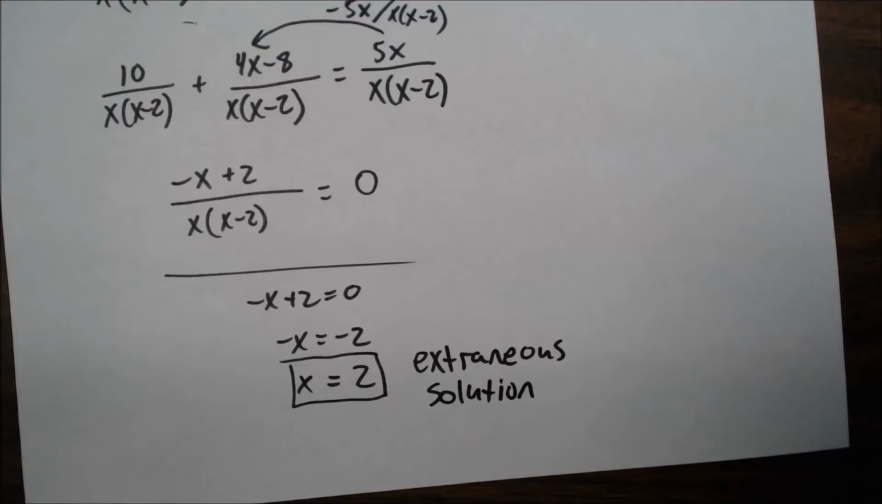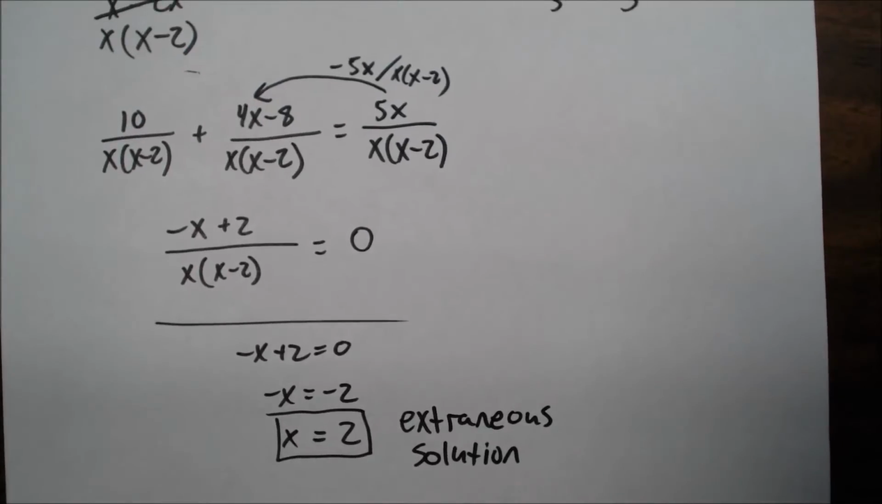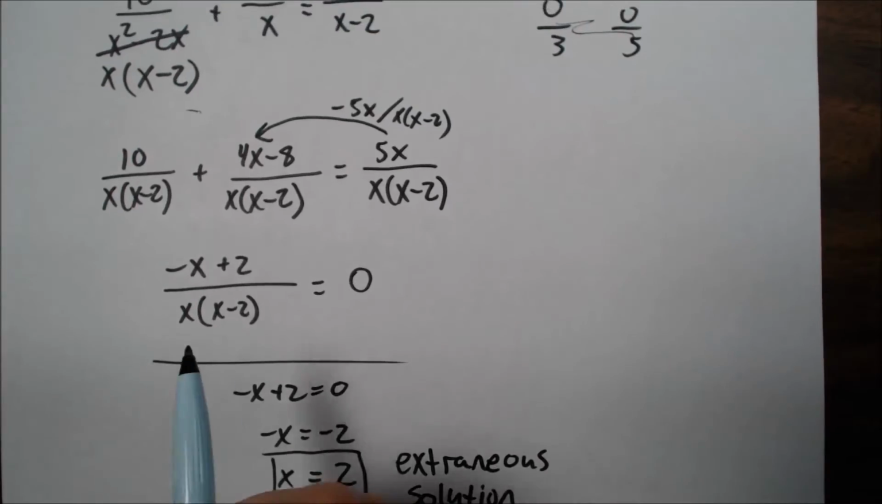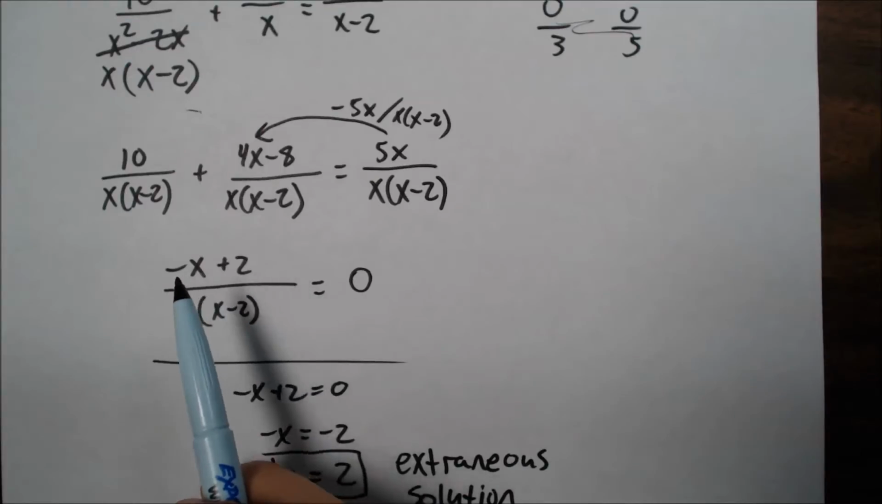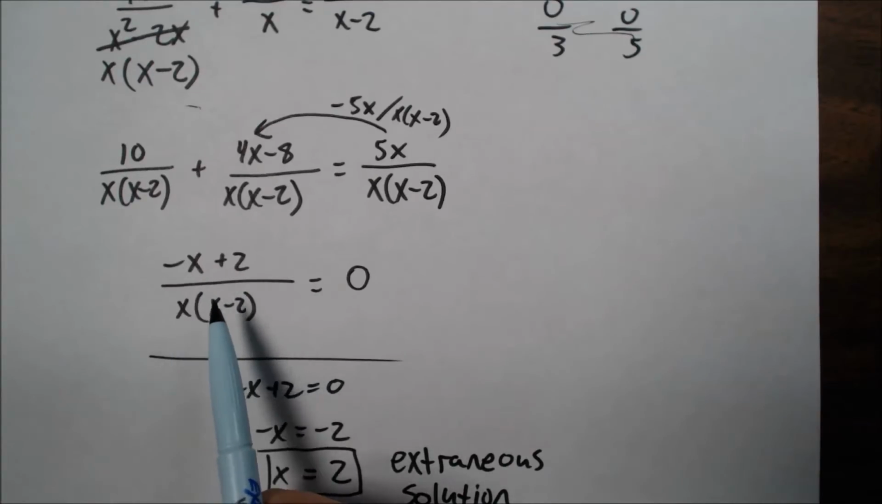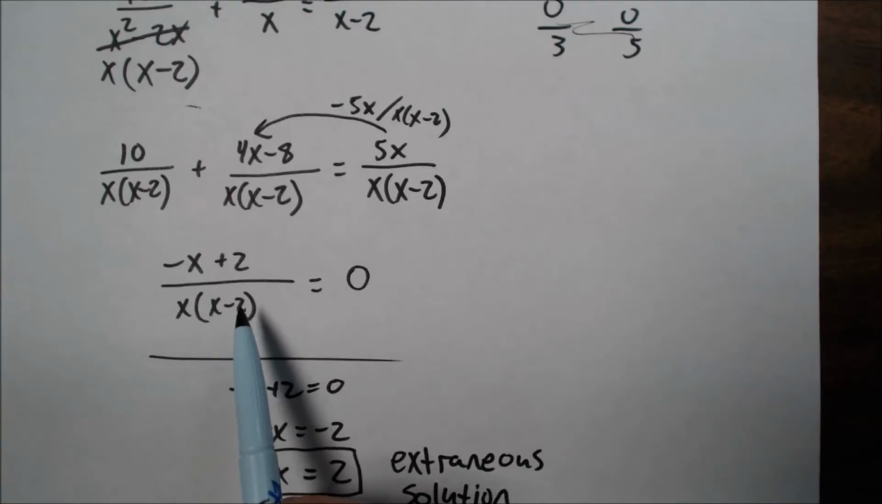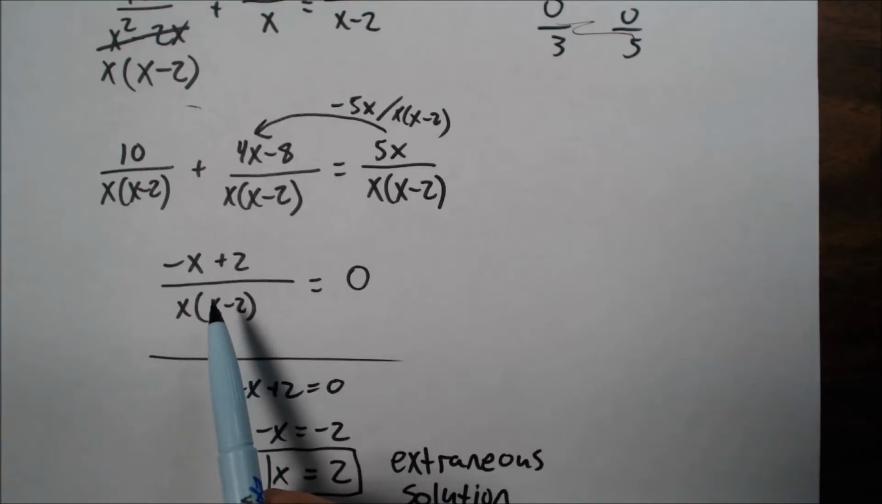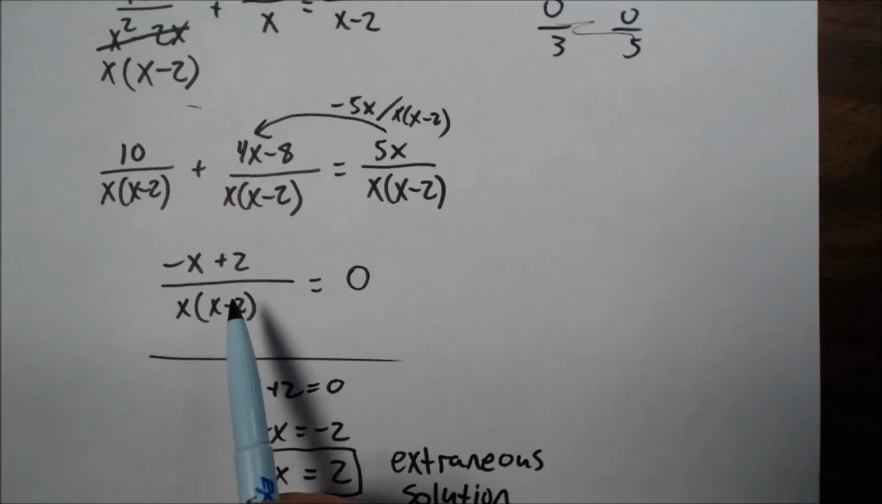An extraneous solution is one that, while it seems to solve the numerator, when you actually plug it in for x, you get some type of error, some type of undefined situation. So if you were to plug this 2 in for x, yes, you would get 0 in the numerator, but look down here, you get 2 times 2 minus 2, and 2 minus 2 is 0.